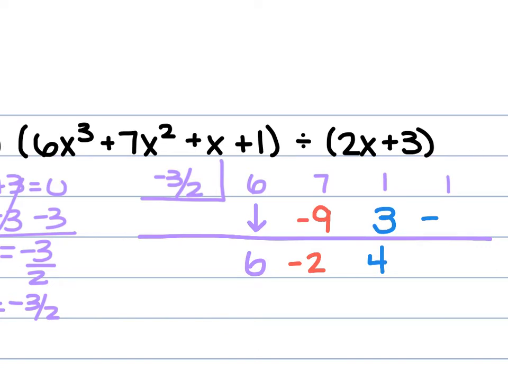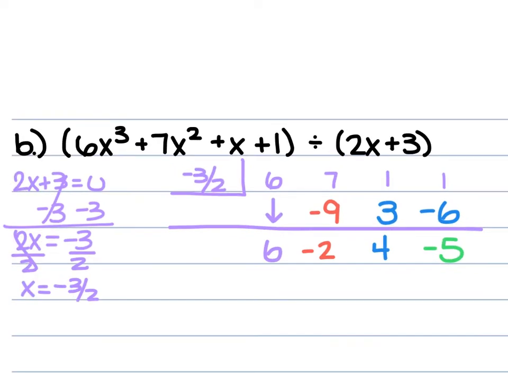2 times negative 3 is negative 6. So then from there, the 1 minus 6 is negative 5. We started with an x cubed, so 1 less than that is going to give us an x squared. So this is going to be x squared. This is going to be x. This will be our constant, and this will be our remainder.